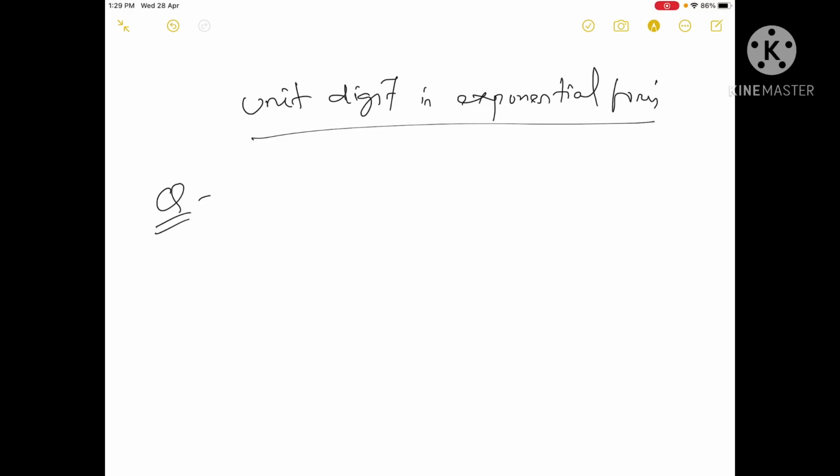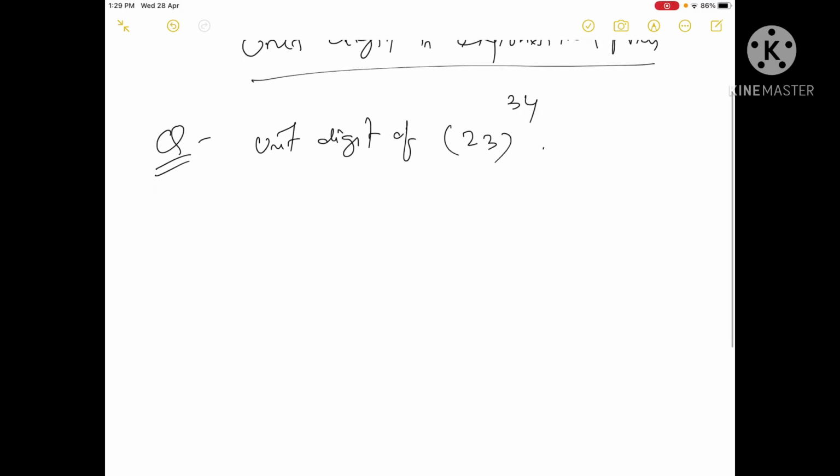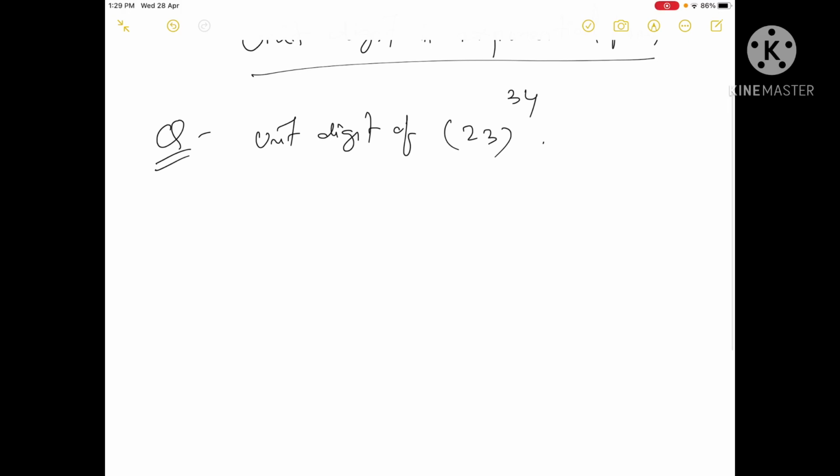Hello friends, in this video we will know how to find the unit digit in exponential form. Unit digit in exponential form means, suppose somebody asks you what is the unit digit of 23 to the power 34. It is not possible to find the 34th power of 23, so we will know the method to find the unit digit of such expressions. Okay, so let us start.